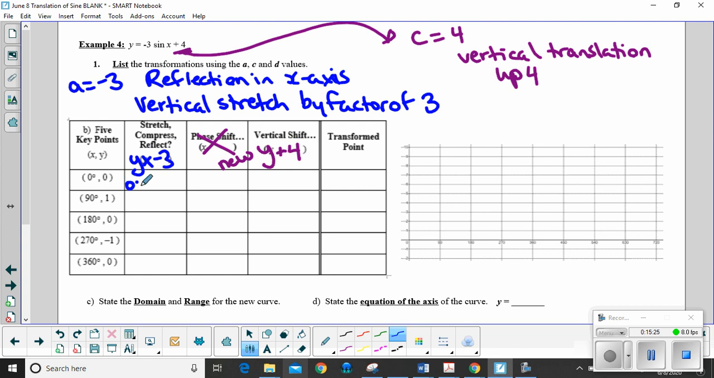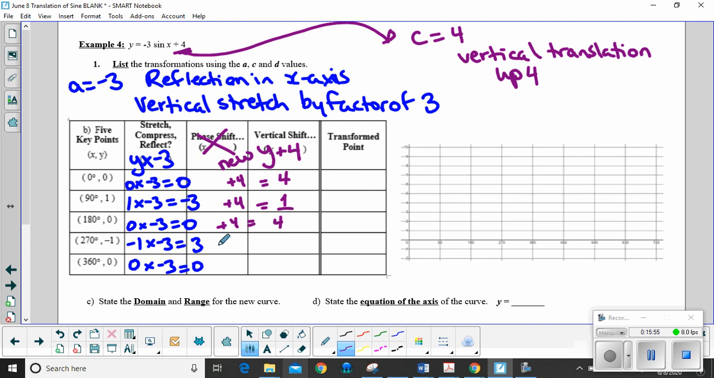So let's see. 0 times negative 3 gives me 0. 1 times negative 3 gives me negative 3. 0 times negative 3 is 0. Negative 1 times negative 3 gives me a positive 3. 0 times negative 3 gives me 0. So I'm going to take those numbers, and I'm going to do this plus 4. So 0 plus 4 equals 4. Negative 3 plus 4 gives me 1. 0 plus 4 gives me 4. 3 plus 4 gives me 7. And 0 plus 4 gives me 4.